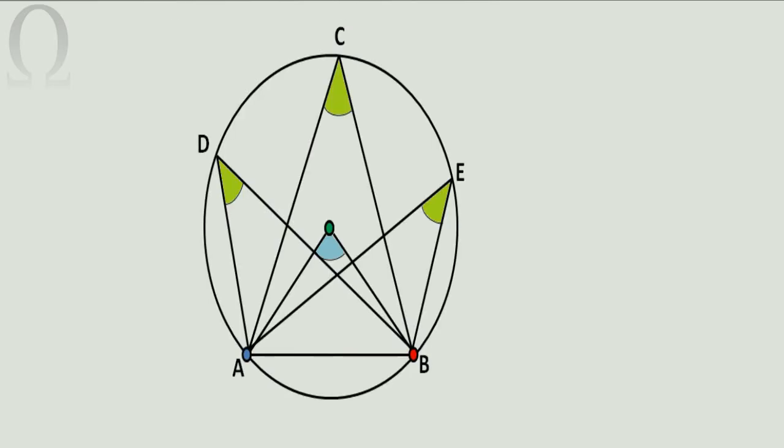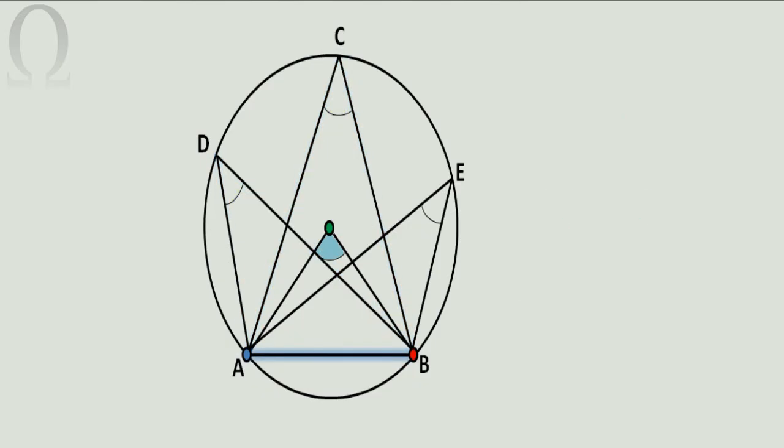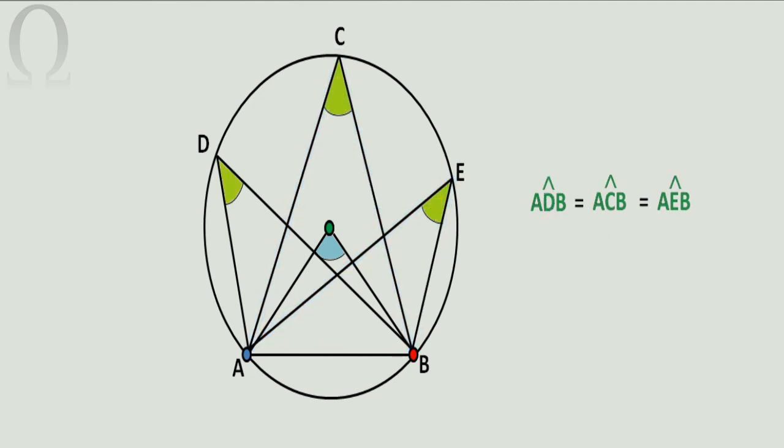Consider the diagram we touched on earlier. Chord AB subtends angles ADB, ACB, and AEB at the circumference of the circle. Since angle AOB equals twice angle ADB, and twice angle ACB, it follows that angle ADB equals angle ACB. Similarly, since angle AOB equals twice angle ACB, and twice angle AEB, it follows that angle ACB equals angle AEB. Therefore, angle ADB equals angle ACB equals angle AEB.